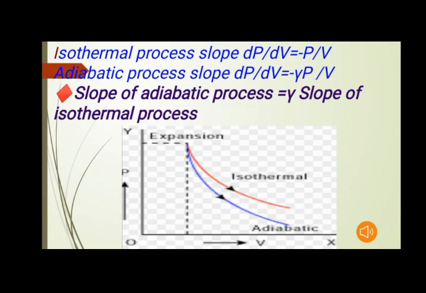Slope of an isothermal process dp by dv is equal to minus p by v, and the slope of an adiabatic process dp by dv is equal to minus gamma p by v. So these two equations have already been derived, and comparing those two, we get the slope of an adiabatic process is equal to gamma times slope of an isothermal process. So here we can see a graph, pressure on the y-axis and volume on the x-axis, and two curves, one represents isothermal and the other represents adiabatic. Here the adiabatic curve is much steeper and has more slope.